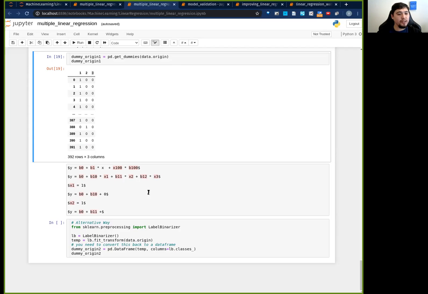But what you can think about is that that category is just adding to the y-intercept depending on what category it is. And the reason we drop one of the variables is to avoid what we call multicollinearity, which can give some weird interpretation effects. And so that default value becomes part of the main y-intercept.